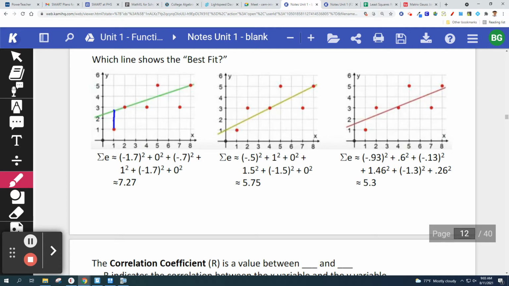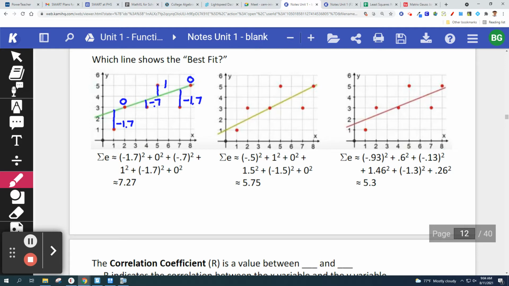All right. So that would be, we're going to call that negative 1.7. And this dot is right on the line, so we're going to call that 0. It's 0 away from that line. And this dot is negative 0.7. Anything that's underneath the line is a negative. Anything that's above the line is positive. So that's why this one is going to be positive 1. And this one is going to be negative 1.7. And this one's right on the line, so we'll call that 0.